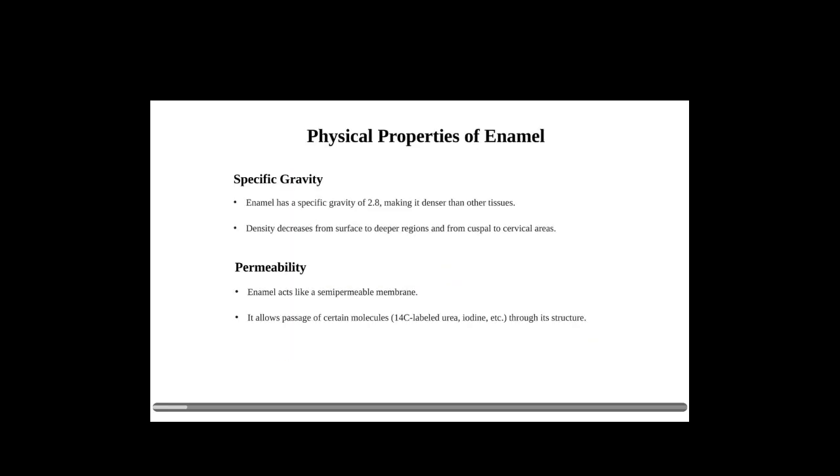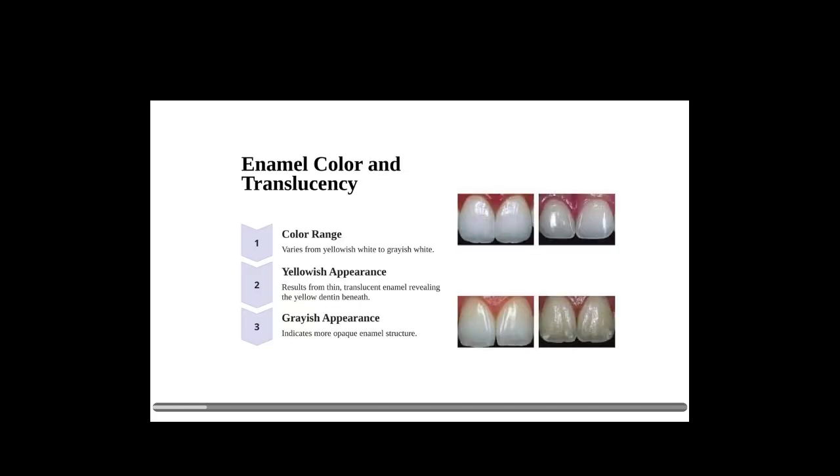Enamel's specific gravity is 2.8, indicating its density surpasses other tissues. This density diminishes from the surface inward and from cuspal to cervical areas. This value represents the ratio of the density of the enamel to the density of water, making it a dimensionless quantity. Functioning as a semi-permeable membrane, enamel permits certain molecules, like carbon-14 labeled urea and iodine, to pass through its structure. Enamel color ranges from yellowish-white to grayish-white.